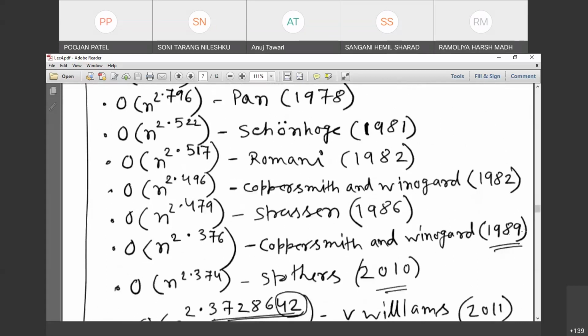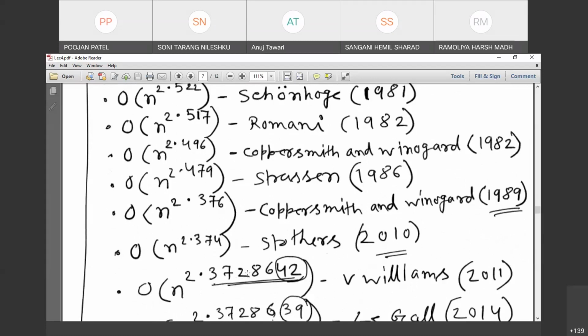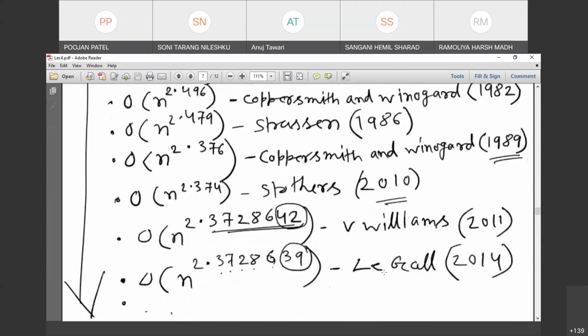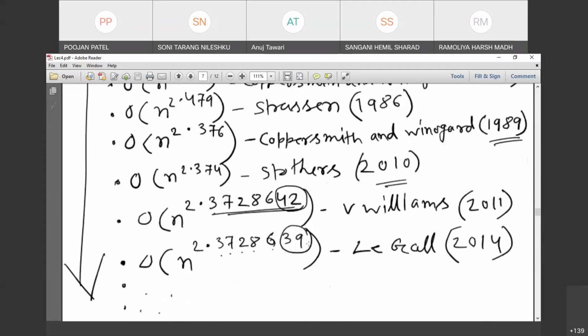And after that, there was a long break. People were not able to improve this, and we are sort of saturating now. 2.376 went to 2.374, and then it went to 2.372864, 2.37286. Okay, and in fact recently also there was some improvement, but I'm not sure.